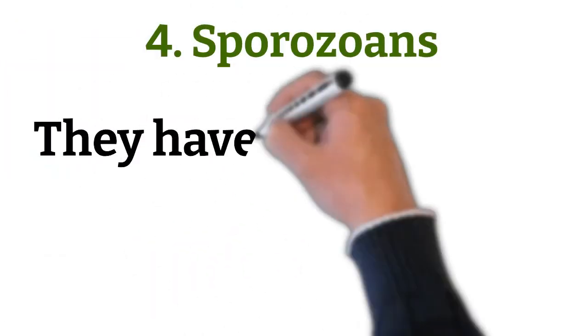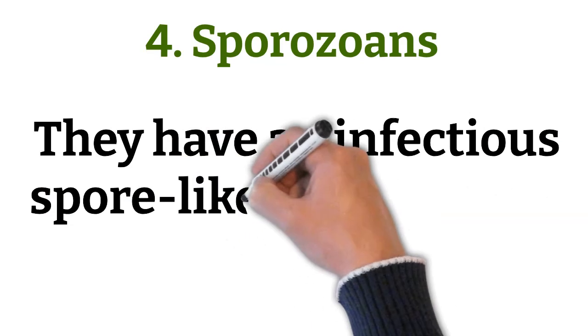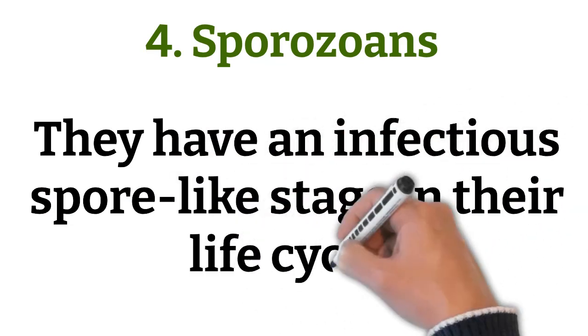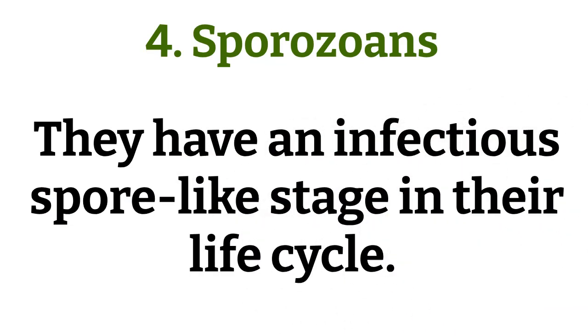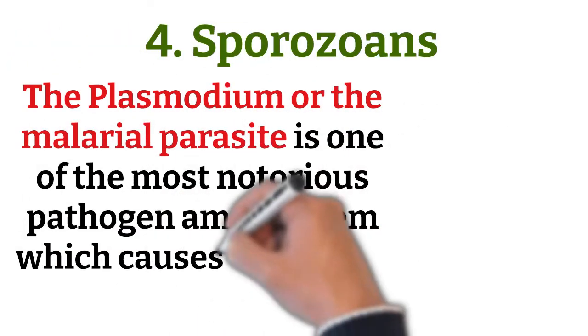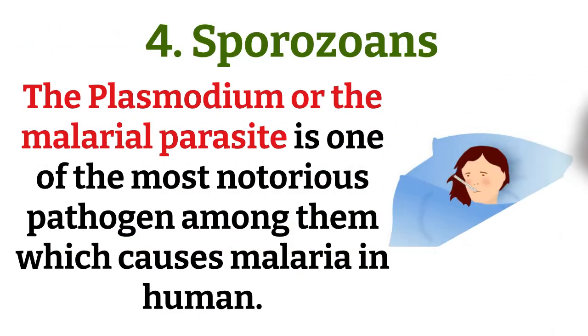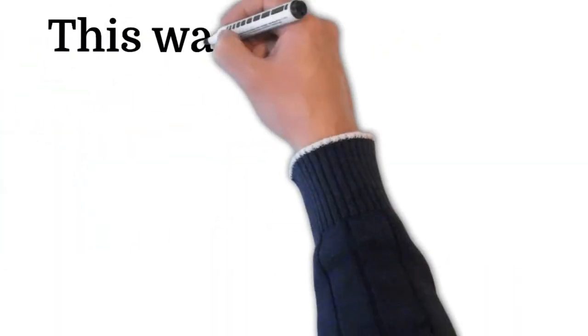Last is sporozoans. The sporozoans have an infectious spore-like stage in their life cycle. Plasmodium, the malarial parasite, is one of the most notorious pathogens among them, which causes malaria in humans. This was all about this topic.